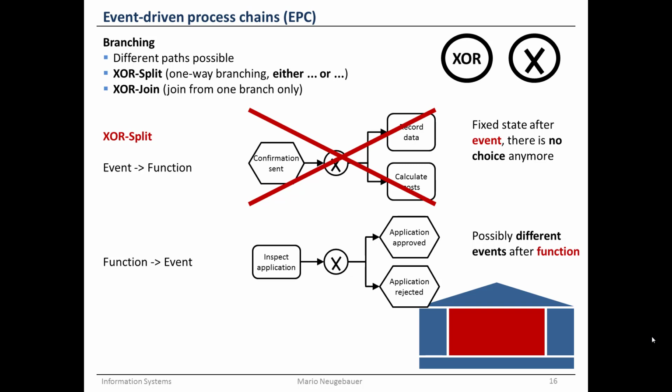And here in the XOR case, it's only one branch you are allowed to continue with. So either the one or the other, and it's not allowed like in the OR construct to continue with more than one branch.